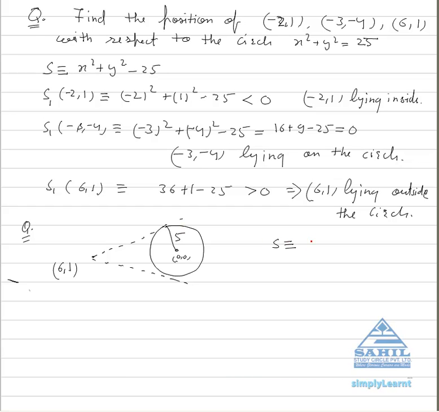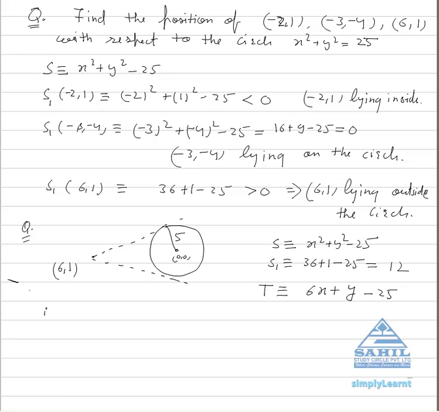Now what is the S in this case? S is x square plus y square minus 25. S1 in this case will be 36 plus 1 minus 25, that is equal to 12. And what is T? I told you that T is x x1, but right now what is the value of x1? X1 is equal to 6, so that will become 6x plus y into 1, so again it will remain y, minus 25. Now these are the S1 and T.